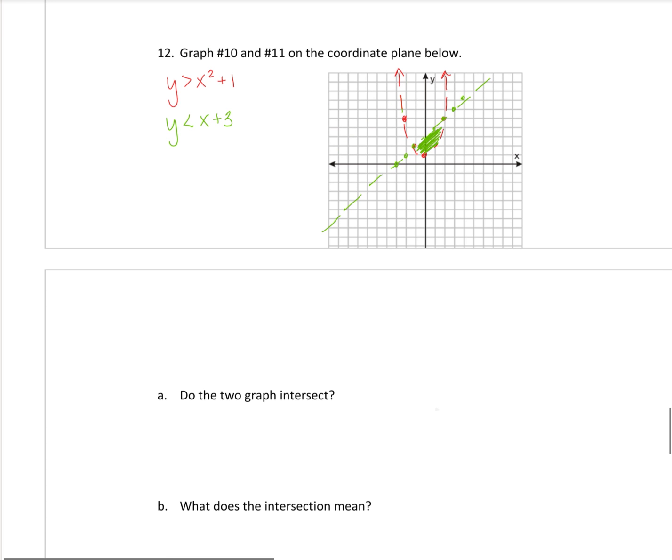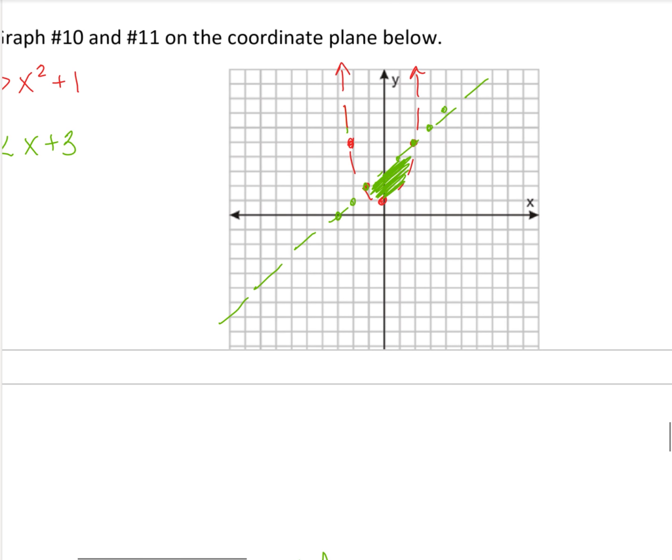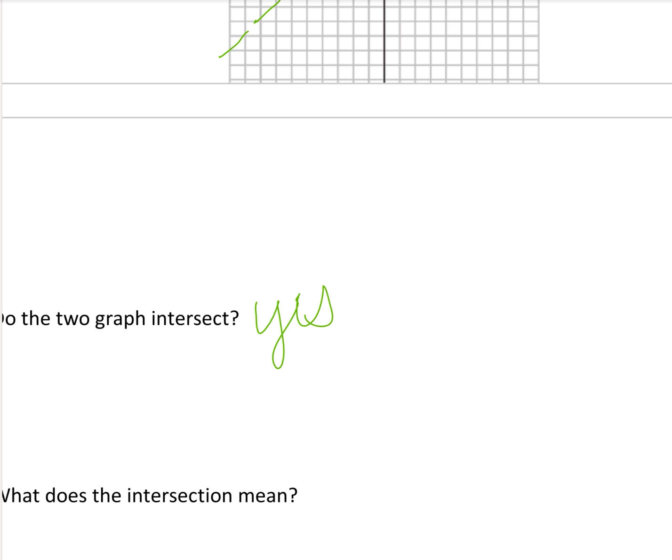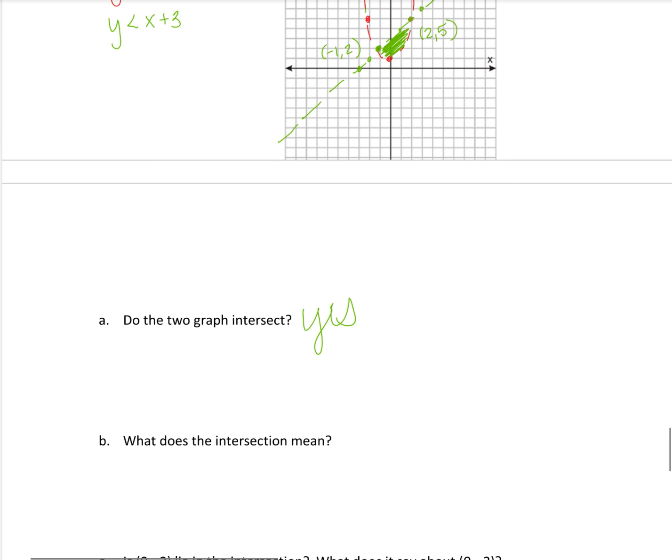Now we have some questions to answer. It says, do the two graphs intersect? Well, yes, they do. They intersect at 2 points. And if we really needed to, we could say that it intersects at -1, 2, and at 2, 5. Okay, so I could put those as my solution, but it did not ask it.